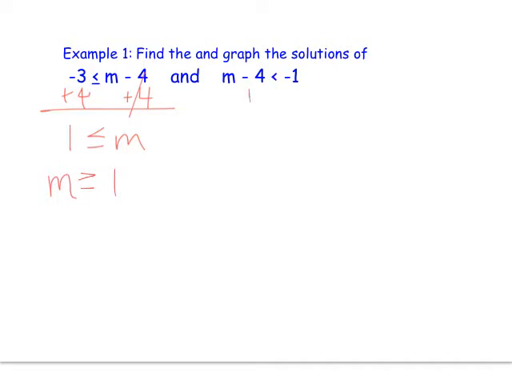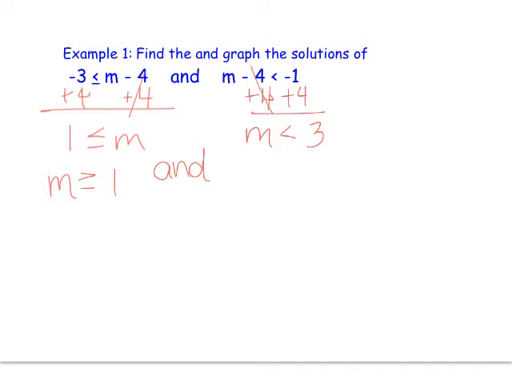In solving the other one, we're just going to add a 4 on both sides. So here I get m is less than positive 3. So these are joined by the word and. So our solution includes all numbers that are greater than or equal to 1 and also less than 3.